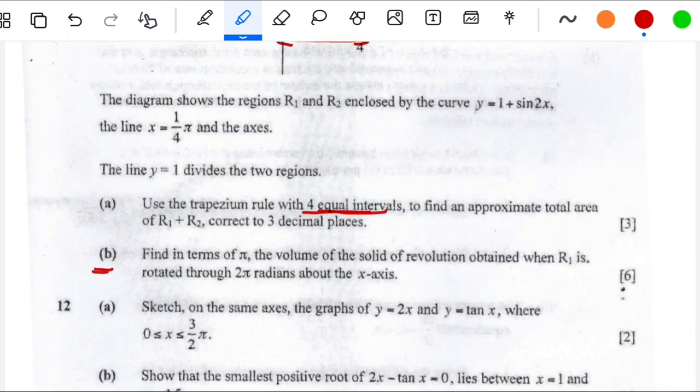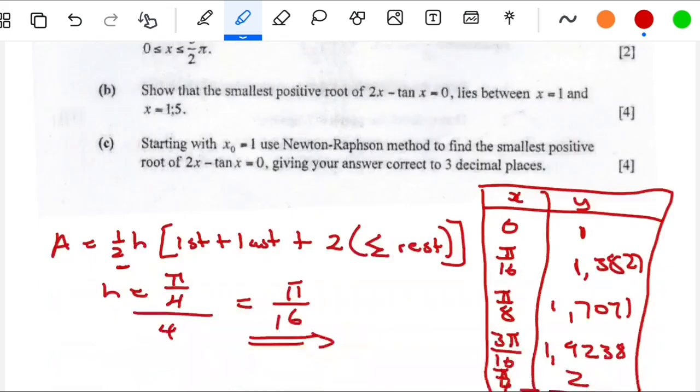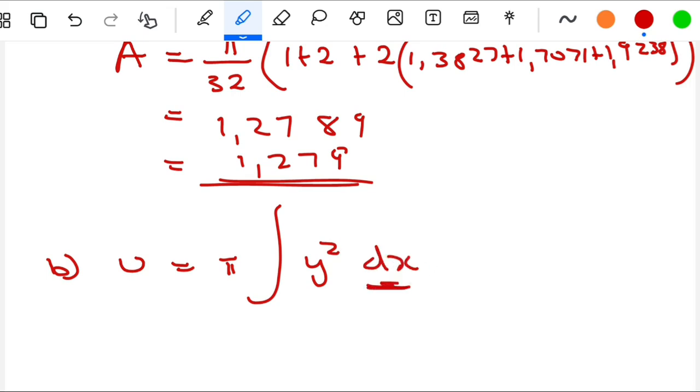Then B says find in terms of pi the volume of the solid of revolution obtained when R1 is rotated through 2 pi radians about the x-axis. So what is the volume? We have a formula here for B. Volume is equal to pi integral of y squared dx. This dx is determined by whether we are rotating about the x or y axis. So in this case it's the x-axis, that's why we're using dx.